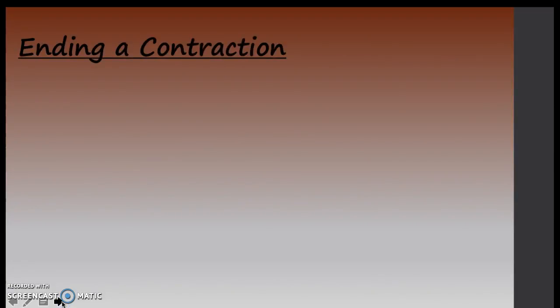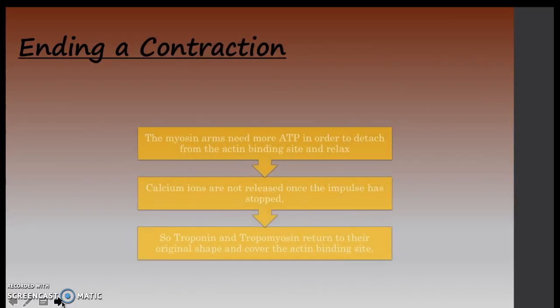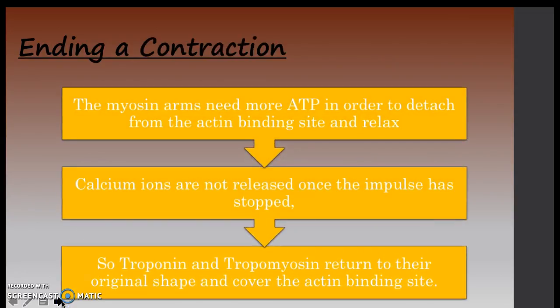Now we're going to move on to muscle contractions. So now we're just going to talk about the end of the contraction again. So the myosin arms need more ATP in order to detach from the actin binding sites and to relax. The calcium ions are not released once the impulse has stopped. So troponin and tropomyosin return to their original shape and then cover the actin binding site back up.